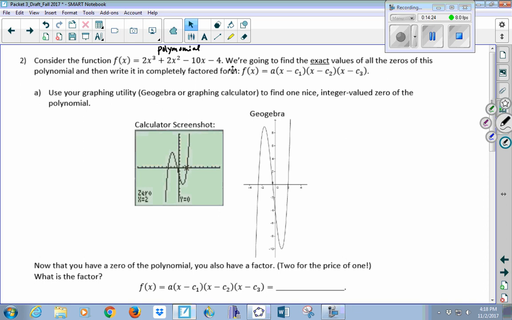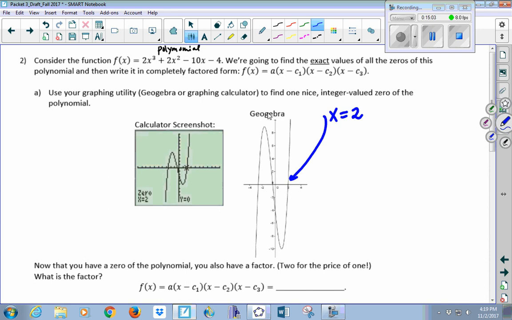So one thing you can always do when you look at a polynomial is put it into your graphing calculator to find, hopefully, an integer value zero, so that you could start to find your remaining zeros through long division. So if you use your calculator, you get a screenshot like this, and if you use GeoGebra, you get a screenshot like this. And what you notice here is that you have one zero that you can quickly pick out: x equals 2.